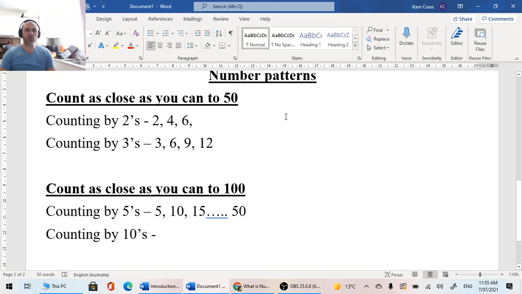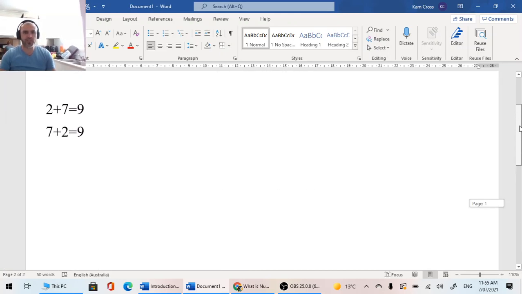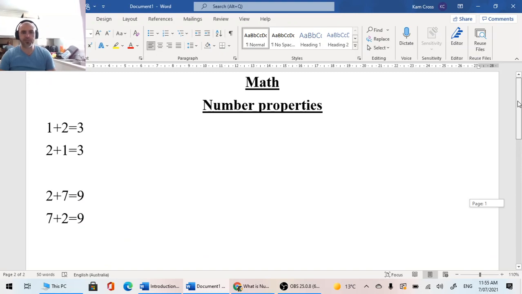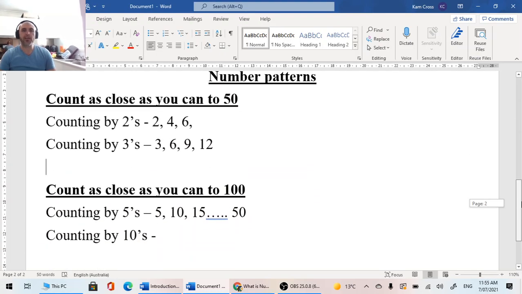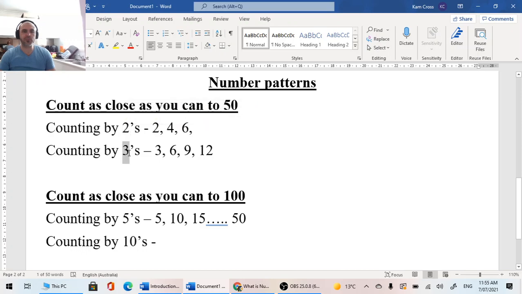So in your workbooks, by the end of this lesson, you should have the questions for our number properties done. You're counting by twos and threes up to the number 50, and you're counting by fives and tens up to the number 100. So in your workbooks, let's get this done. And I'll check it when we get back to class. Thank you.